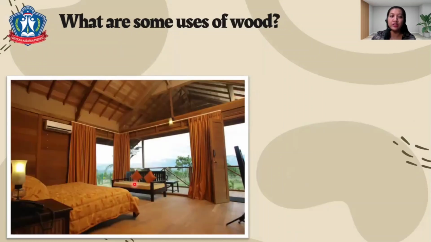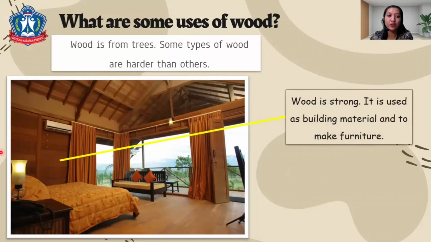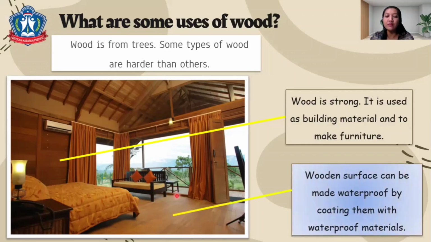How about wood? What are some uses of wood? Wood is from trees, as we know. Some types of wood are harder than others. Look at this wall. So the wood here is strong. It's used as building material and also to make furniture such as the chair or the sofa here, and the table, which are made of wood. Now the wooden surface can be made waterproof by coating it with waterproof materials.